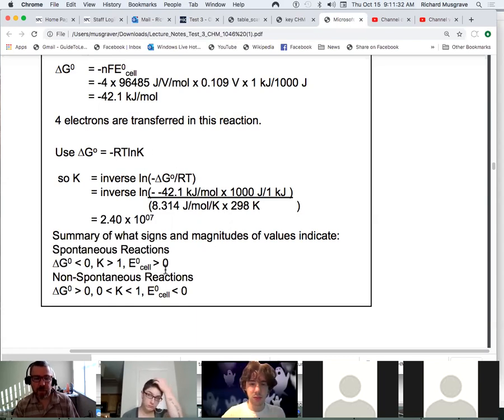If E0 cell is greater than 0, then that's going to indicate a spontaneous process as well. So positive E0 cells. Non-spontaneous reactions are always going to have positive delta G noughts, a value of K between 0 and 1, because K can never be negative. And then E0 cell being negative will also be a non-spontaneous process as well.